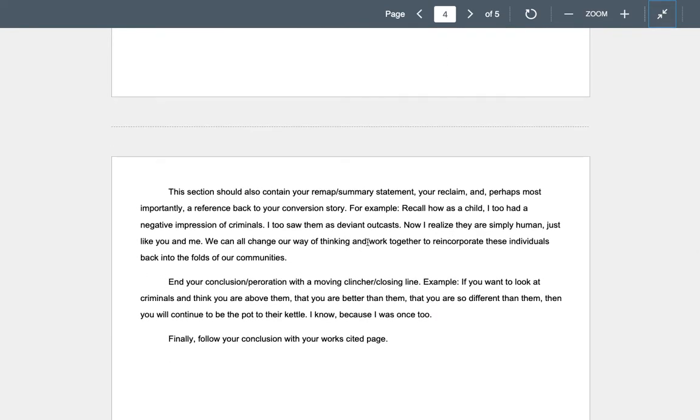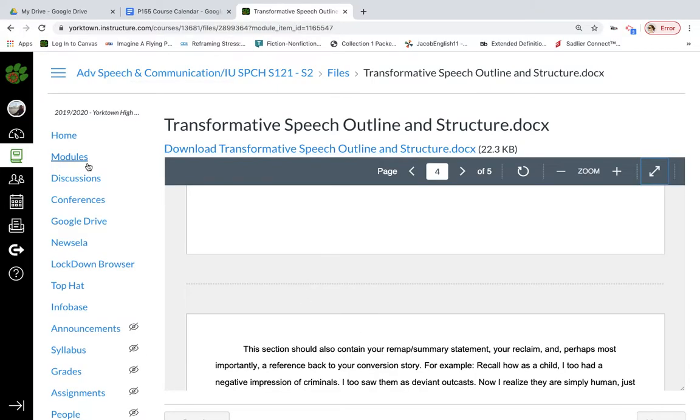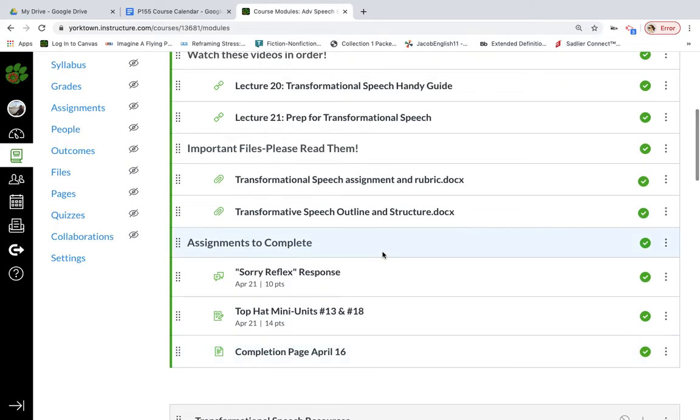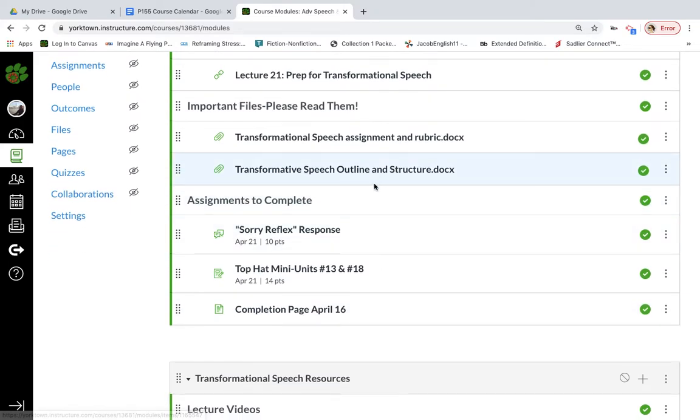It tells you some other things to make sure that you remember to do in your conclusion, and then making sure you have your works cited page. So this one is super, super, super important. Okay, so those are those two things.